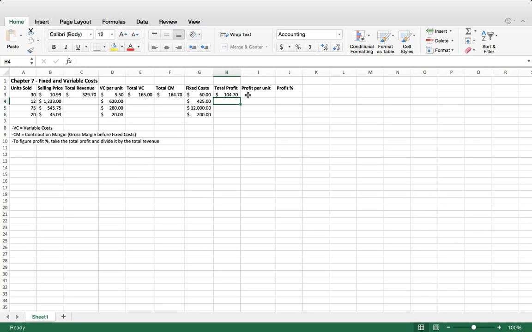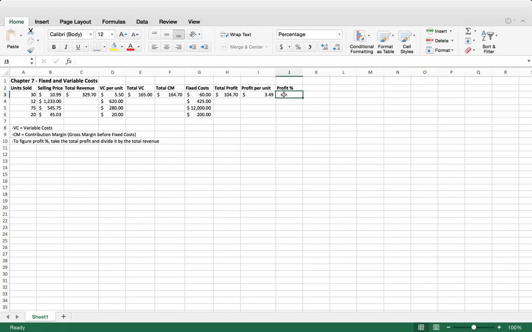104.70. Now, if we want to figure out the profit per unit, we just take the total profit right here, the 104.70, and we divide that by the number of units sold, and that'll give us the profit for each unit. So we'll do that here, take the total profit, and we will divide that by the number of units sold, and that gets us $3.49 for each unit sold. So that's how much we make for every single unit sold.